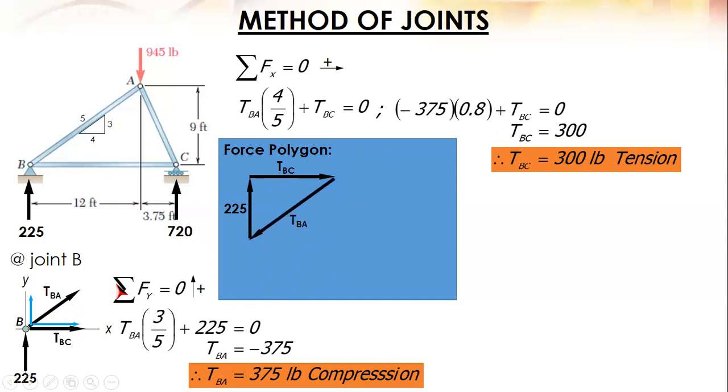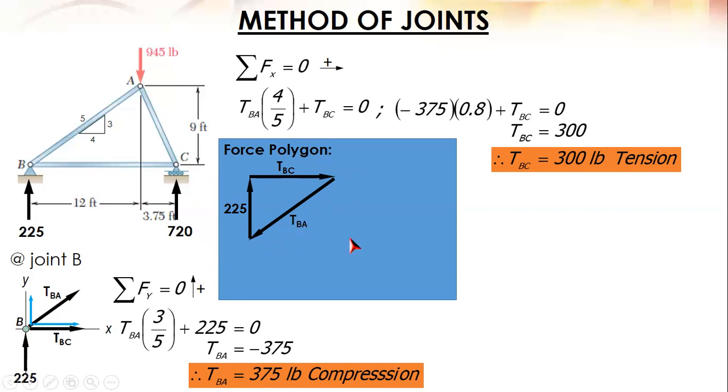So, therefore, this TBA, supposed to be first quadrant, is now third quadrant, which is correct because it is compression. So the direction should be toward the joint. Compression.